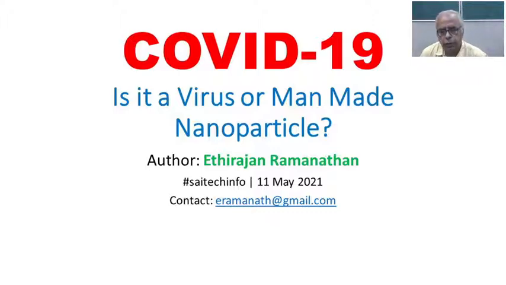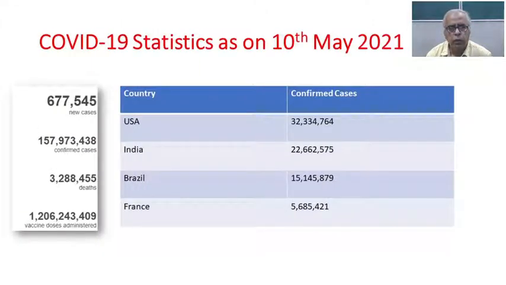Is it a virus or man-made nanoparticle? So, let us further explore. In the current scenario, when we look at the COVID-19 statistics as of 10th May 2021, the world has witnessed around 6.8 million new cases of COVID-19.